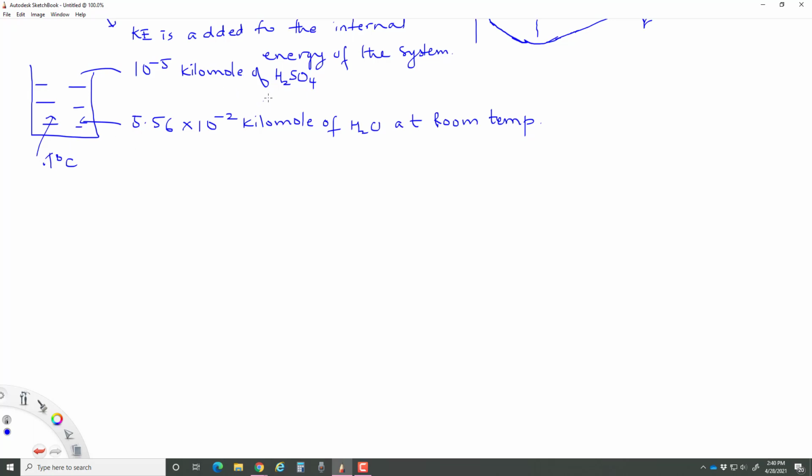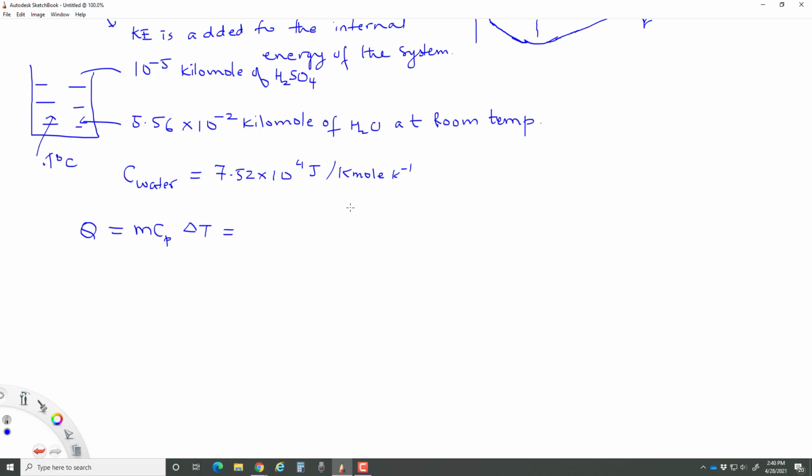And the specific heat capacity of water is 7.52 times 10 to 4 joules per kilomole per degree rise in temperature. So that means the heat gained by water would be mass of water times specific heat capacity of water at constant pressure times change in temperature.